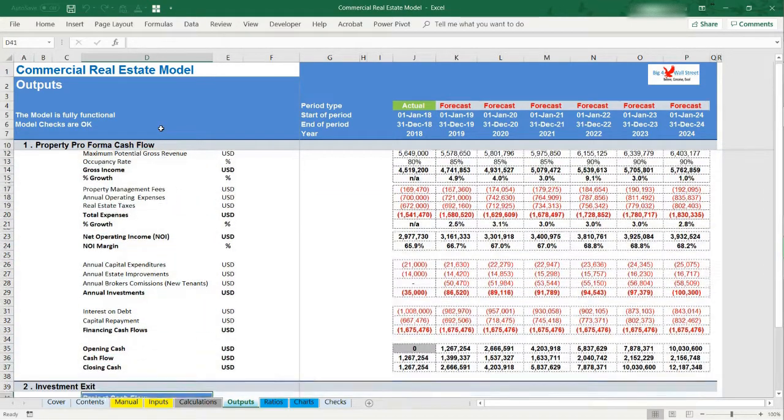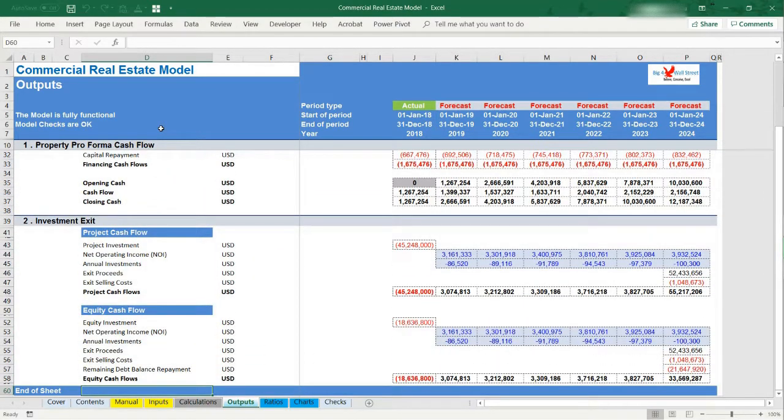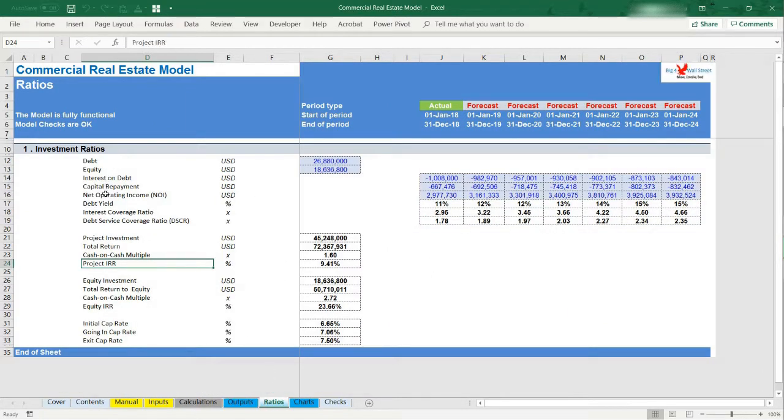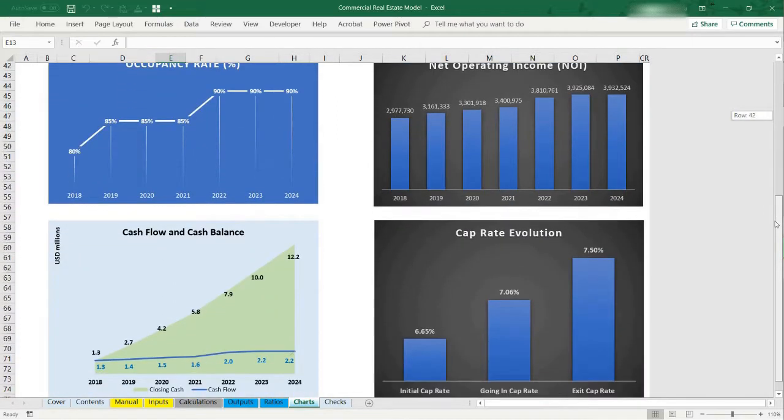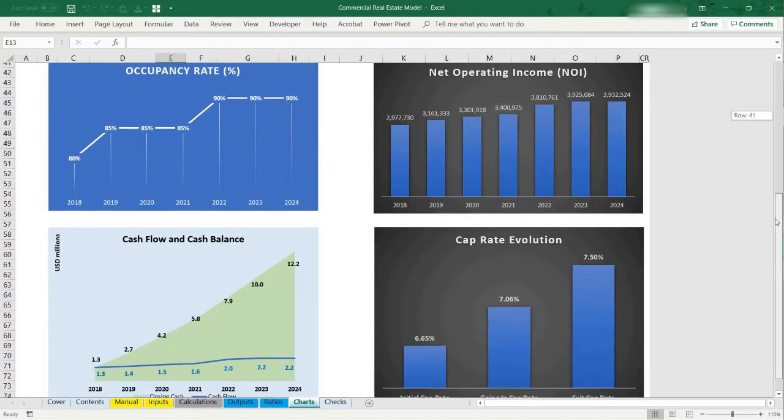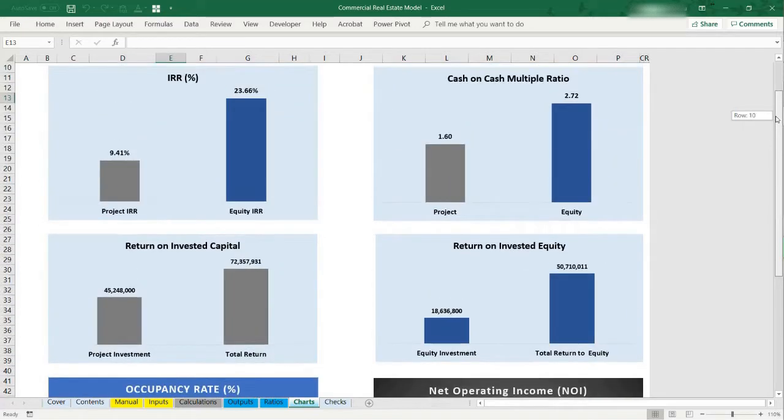The most important model outputs are summarized on the Ratio tab: net operating income, debt yield, interest coverage ratio, debt service coverage ratio, investment, total return, cash on cash multiple, project internal rate of return. Additionally, on the Graphs tab, various charts are depicting occupancy rates evolution, net operating income, cash flow and cash balance, cap rate evolution, return on invested equity and invested capital.